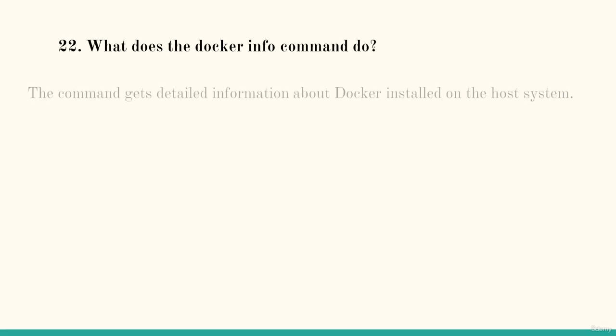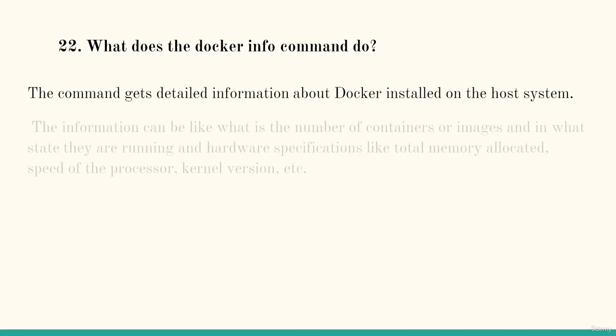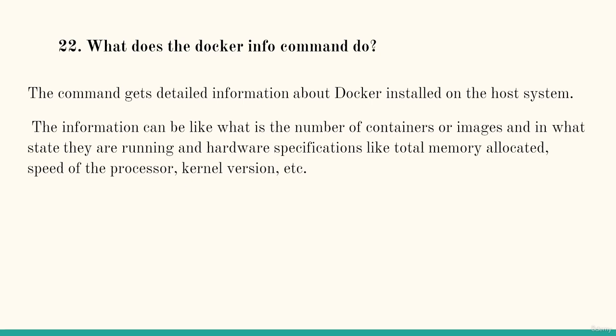Interview preparation part 3. What does the docker info command do? The command gets detailed information about Docker installed on the host system. The information can be like the number of containers or images and what state they are in, running, and hardware specifications like total memory allocated, speed of the processor, kernel version, etc.